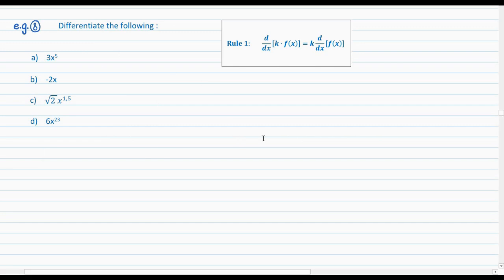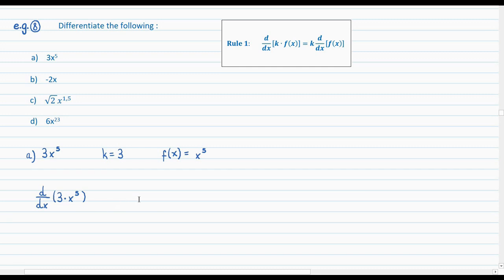Part A, we need to differentiate 3x to the power of 5. So k, which represents the constant, would be equal to 3. And f of x would be equal to x to the power of 5. So we're differentiating 3 times x to the power of 5. This dot in between is just used to show them as separate terms multiplying each other.